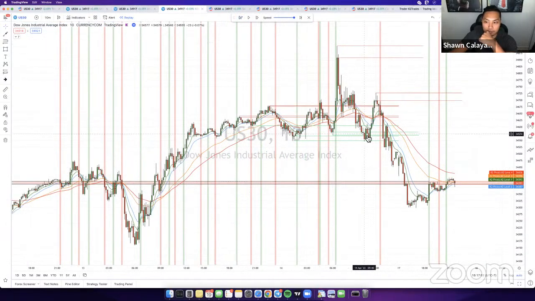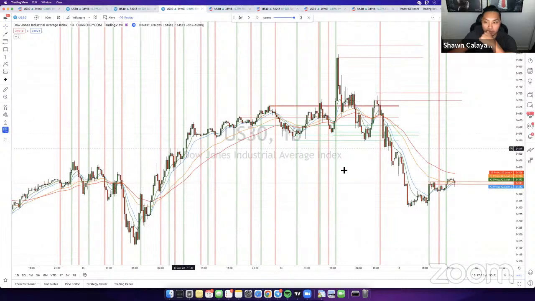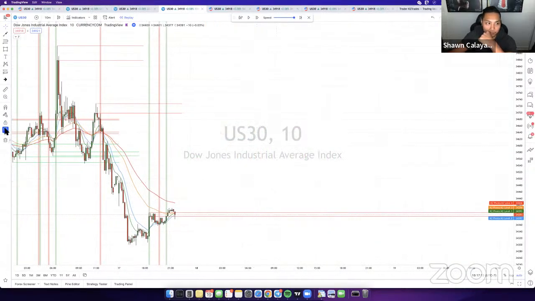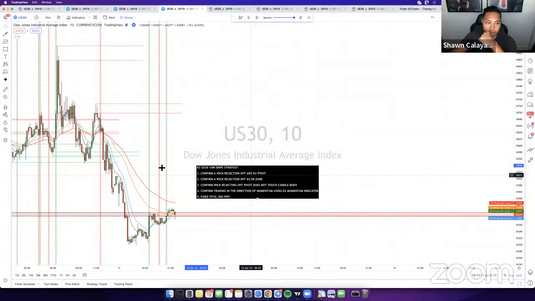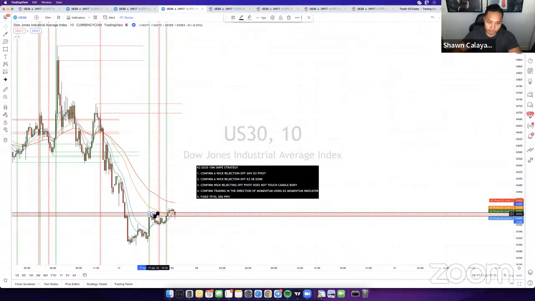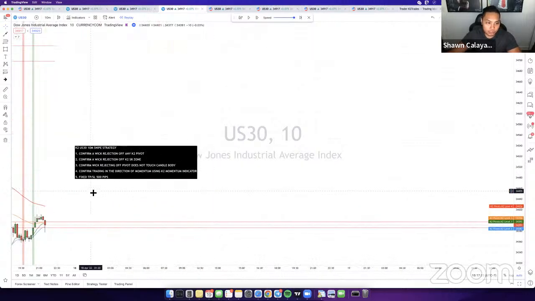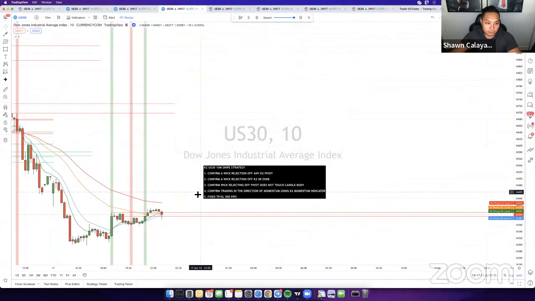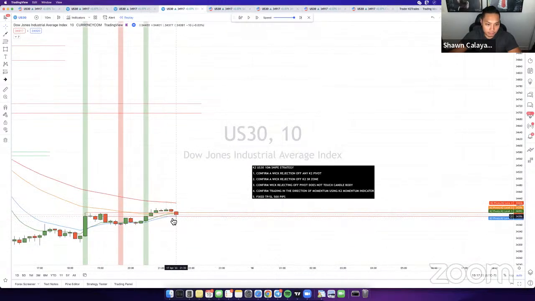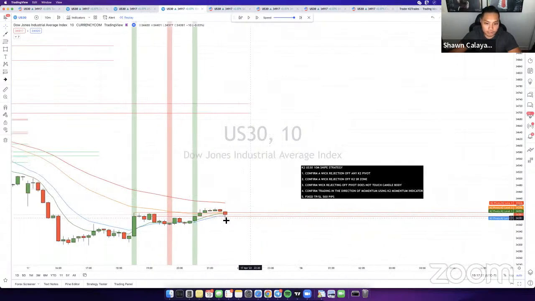All right, so as you can see right here, the first requirement is to confirm a wick rejection off any pivot. Let me just delete this. So confirm a wick rejection off any K2 pivot, right? So off this candle right here, you guys can see that this wick is rejecting off the blue pivot, right? Which is right there. That's going to be the first requirement. So first requirement, we have a wick rejection off the pivot, which is right there.